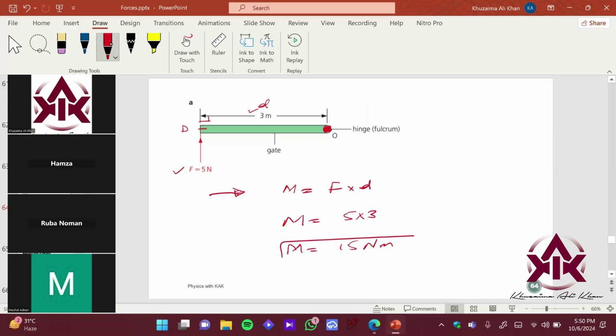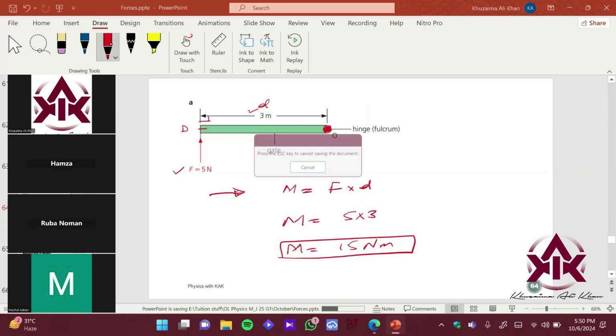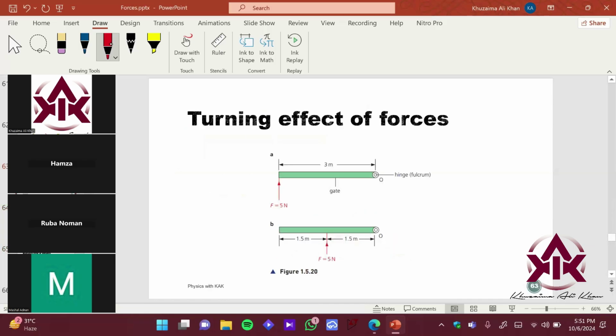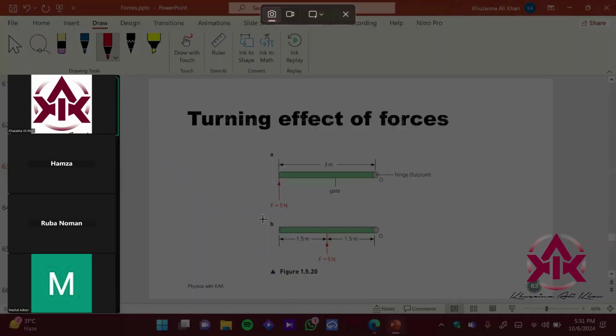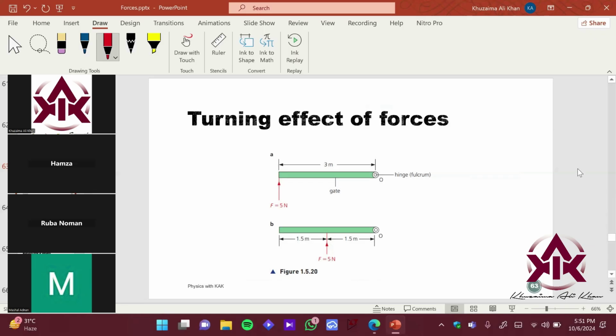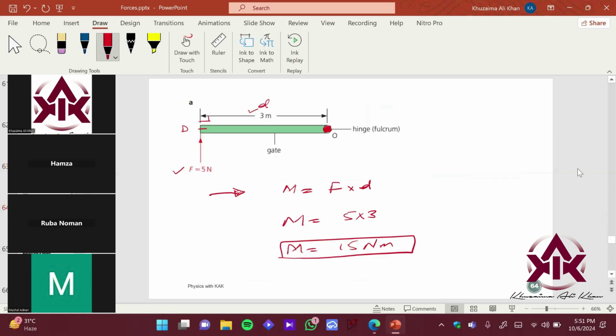This means that you need this much moment to open your door, at least 15 Newton meter, if you're applying a force of 5 newtons, right? Okay. So now let's imagine if I'm trying to open the door from the center, right? Let me insert a blank slide.